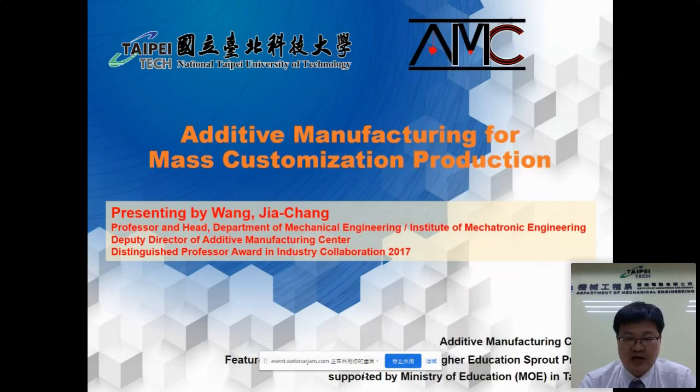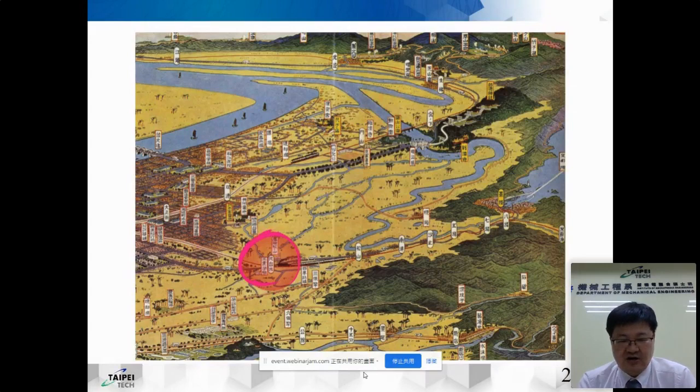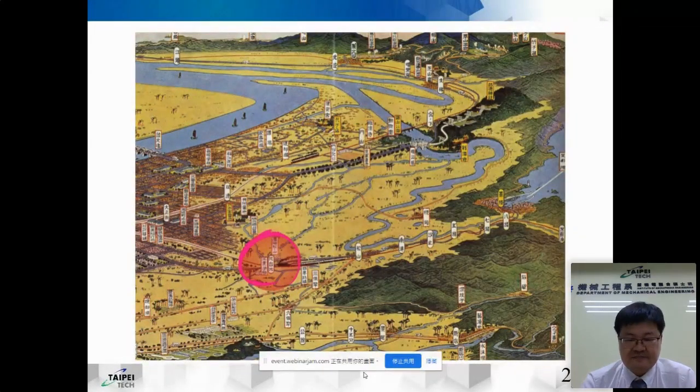I'm Jia Chang Wang, and as Sivaraman said, I'm the head of department right now, and I'm also the deputy director of the Additive Manufacturing Center in Taiwan, which was supported by the Ministry of Education in Taiwan. Here is Taipei. That's a very old picture of Taipei, almost 100 years ago, and this picture shows where our university is.